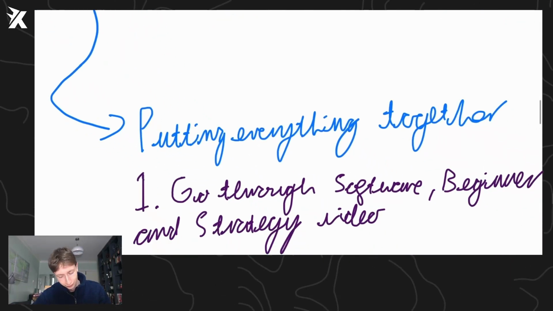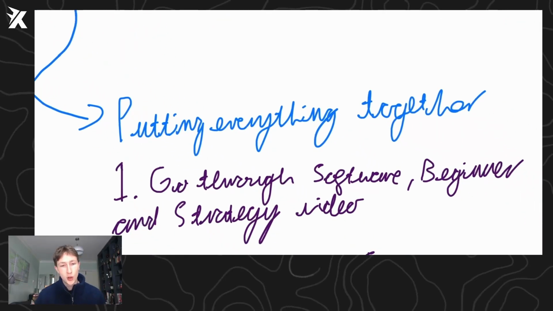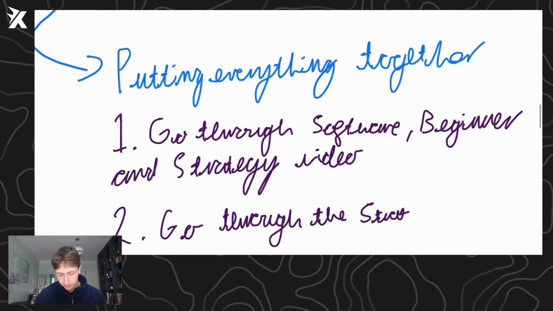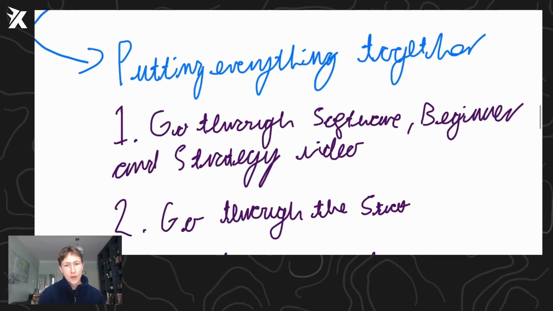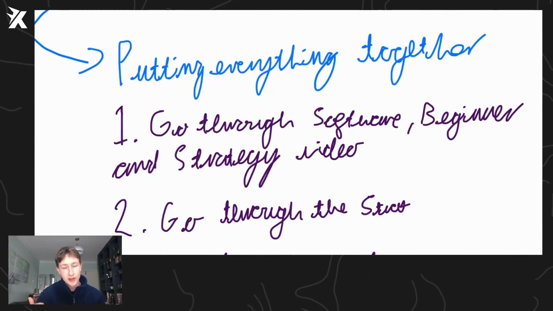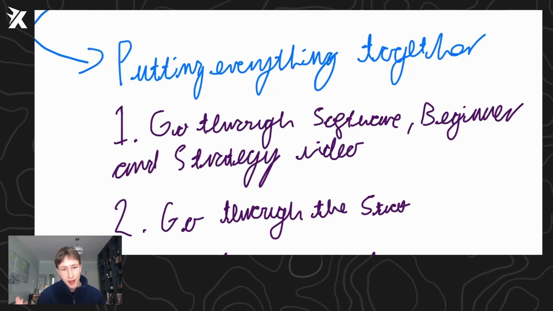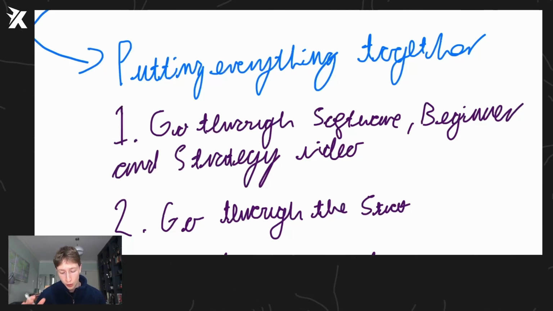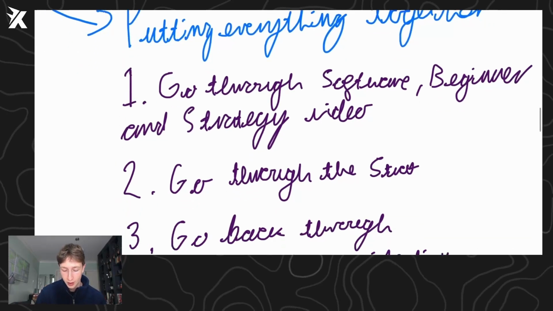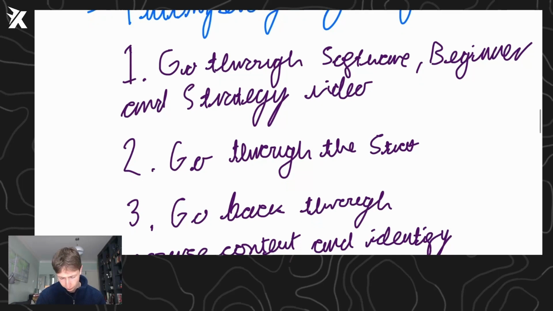Let's do it. So obviously we're going through the software, beginner and strategy videos until you've fully understood it. Obviously, I keep going over this, so that means it's important, and it definitely is. So do it. The more I repeat things, the more important they are. So if I'm repeating things, that's because they're important and I want you to do them. So go through those bits.